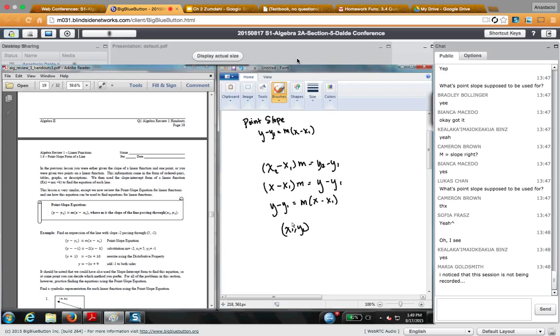So when do you use the point-slope formula? When you know a point and the slope. Boom. You only need one point and you need the slope. And that's it. Then you can figure out the equation of the line. Does that make sense to you?